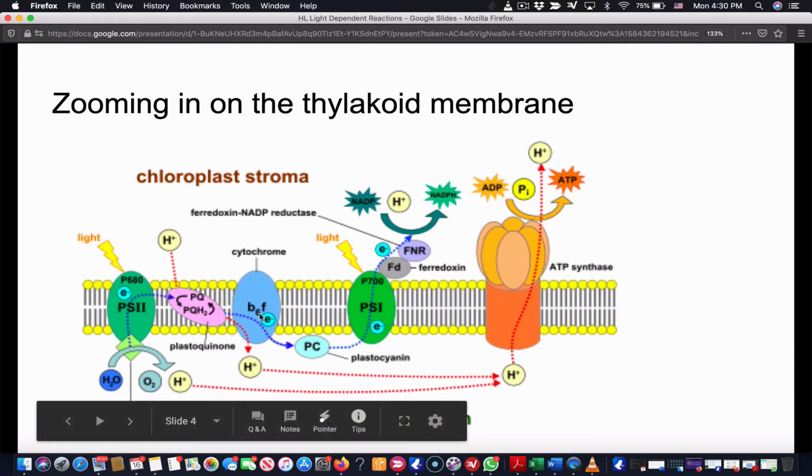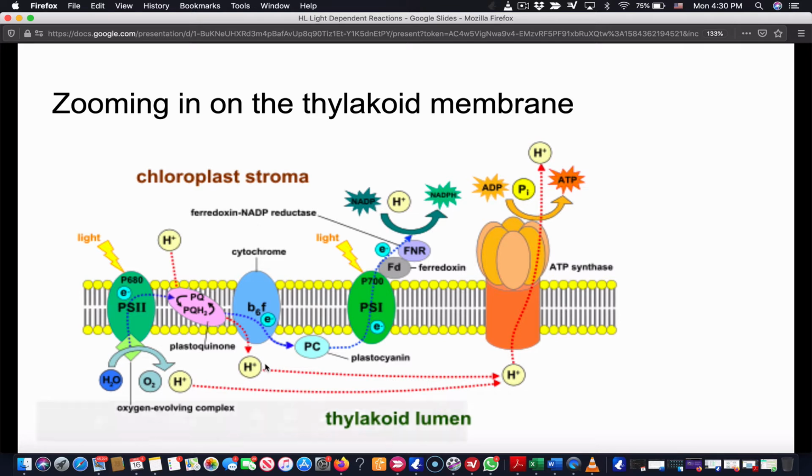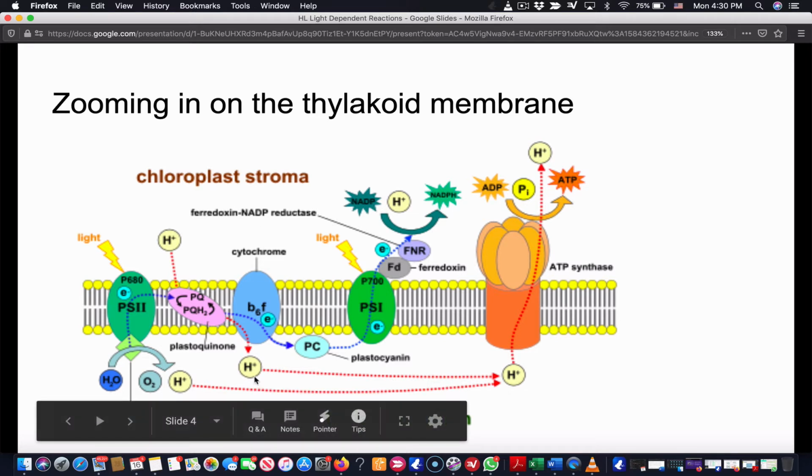just like the protein complexes in cellular respiration, and it's going to pump hydrogen ions to the lumen from the stroma, and in doing so, it's going to use the energy from the electrons through redox reactions to be able to fuel that. The low energy electrons will then get passed on to plasticyanine. Again, this is not lipid soluble, so this is going to be on the lumen side, and it's going to deliver those low energy electrons to the photosystem 1 to replace the ones that were lost there.